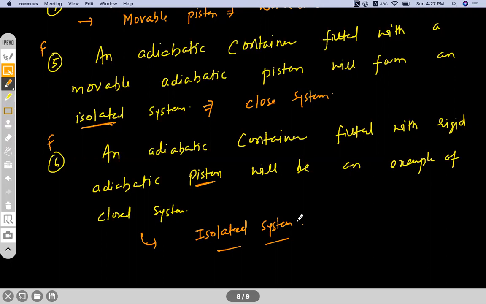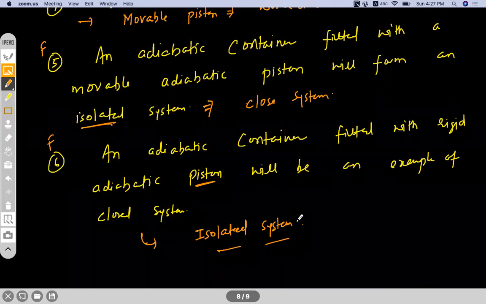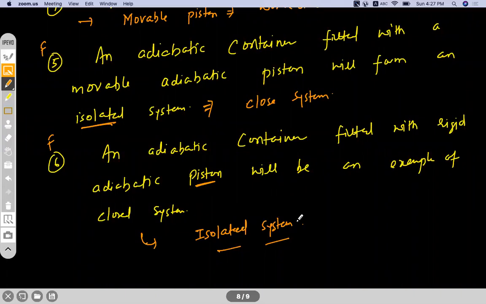You understood my point? Go by the definition. A closed system is one in which there is transfer of energy but no transfer of mass. When there is no transfer of energy or mass, it is an isolated system. For a system to be isolated, it has to be closed. We can say all isolated systems are closed, but all closed systems are not isolated. That's why the third statement is correct. Are you getting my point? You can write down these notes: all isolated systems are closed systems, but all closed systems are not isolated systems. Tell me, is it clear?